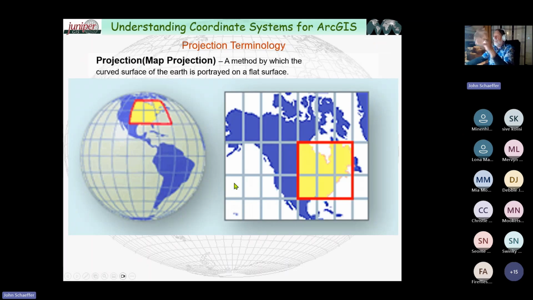Now, projections, sometimes called map projection. This is a method by which the curved surface of the Earth is portrayed on a flat surface. And you can see there's some distortion, and we'll talk about that in a little bit.